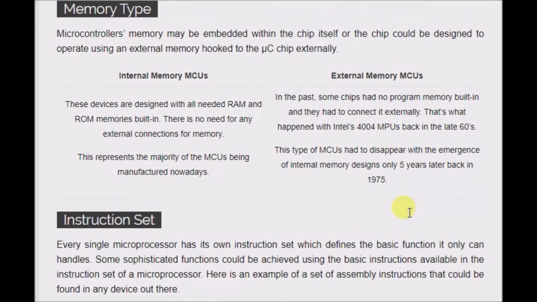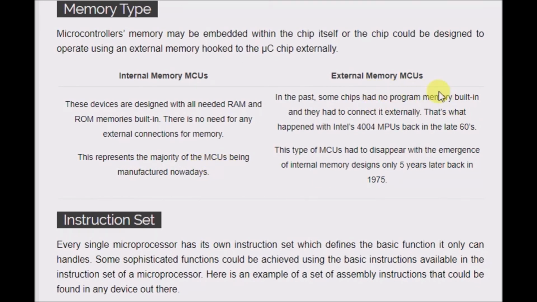Memory type. Microcontrollers' memory may be embedded within the chip itself, or the chip could be designed to operate using an external memory hooked to the microcontroller chip externally. Internal memory MCUs. These devices are designed with all needed RAM and ROM memories built in. There is no need for any external connections for memory. This represents the majority of MCUs being manufactured nowadays.